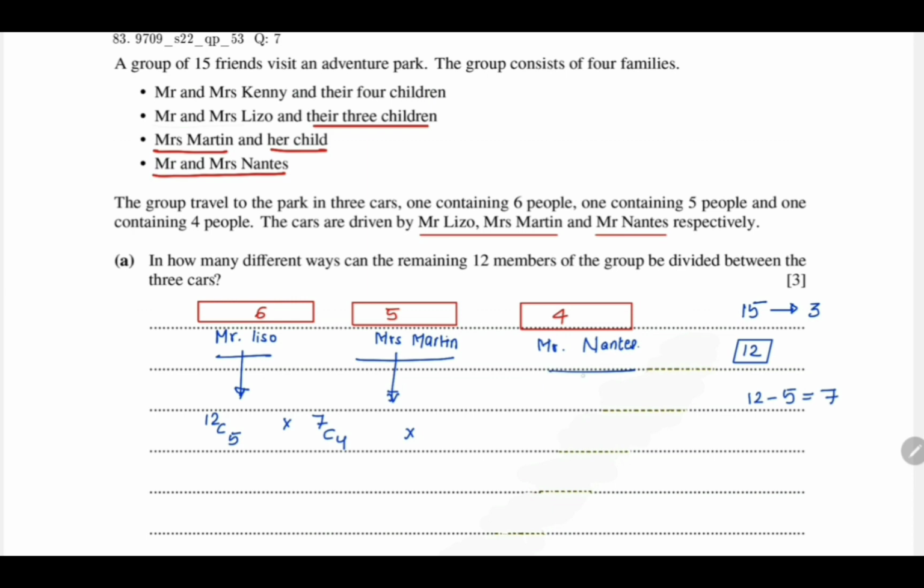And in the third car, one seat is fixed for Mr. Nantis, so we are left with 3 seats. Also if I subtract 4 from 7, I am left with 3. So 3 people can be selected out of the remaining 3 people in 3C3 ways, which is 1. So my final answer is 12C5 into 7C4 into 3C3, which is 1 only. So this is my final answer. Use your calculator to evaluate this. Let's move to the next question.